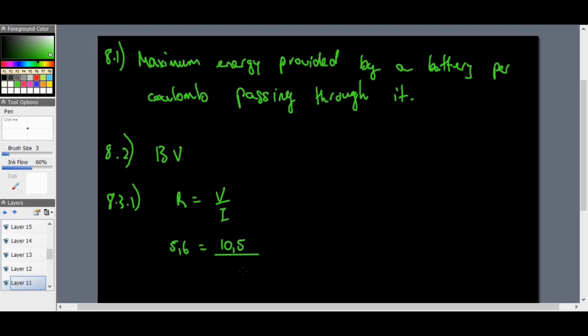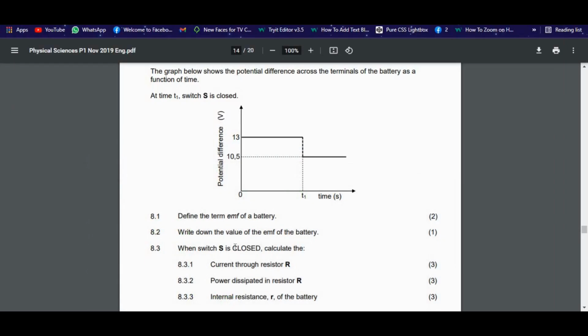Because switch S is now closed. They say switch S is closed. They basically screamed it in your face, that's why they typed it in capital letters. When the switch is closed, the voltage has dropped because some is lost. So this must be the voltage in the circuit now, 10.5.